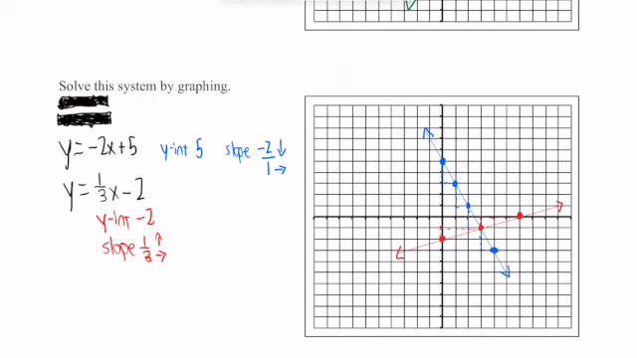And we can see now that the point where they cross each other is right here. So our solution for this system would be the point 3, comma, -1.